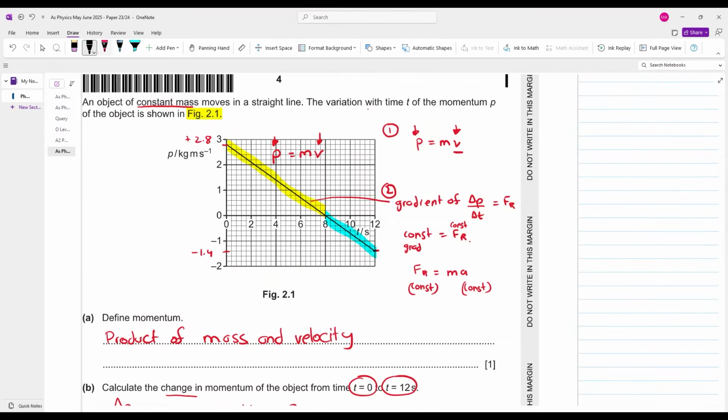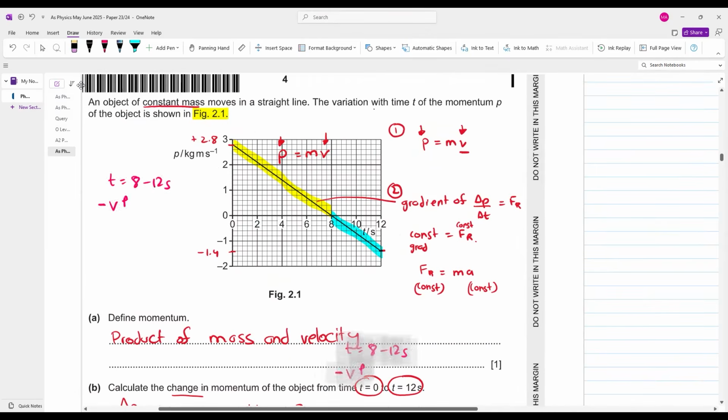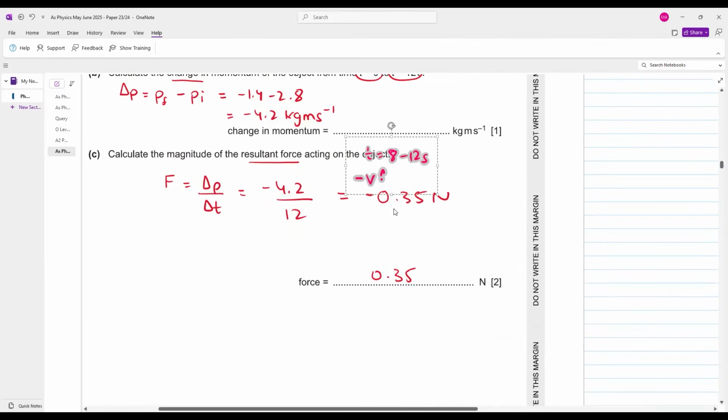Now let's look at time t equals 8 till 12 seconds. 8 से 12 seconds पे देखते हैं. From 8 to 12 seconds, what is happening? Your velocity is increasing, but in the negative direction. Okay, let's take this information to the downside.